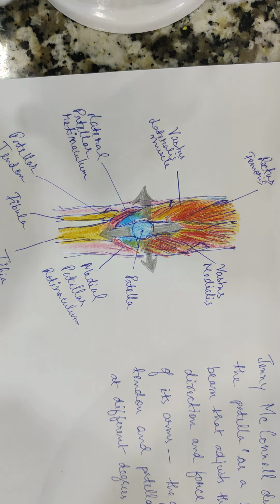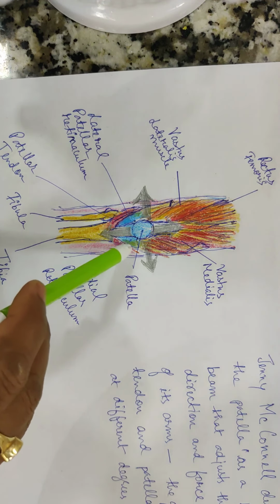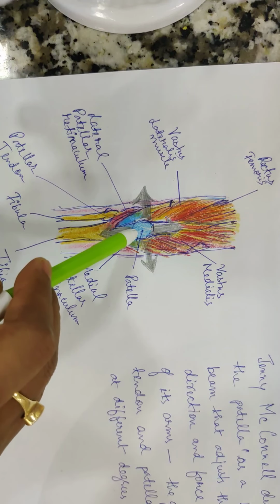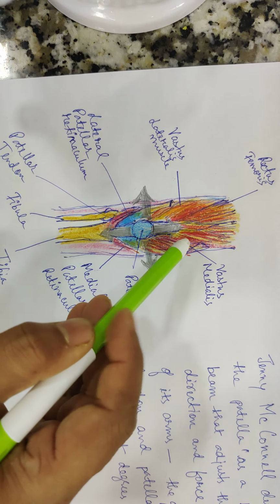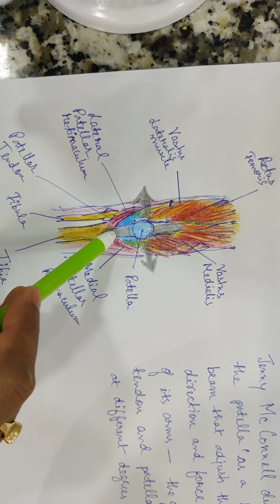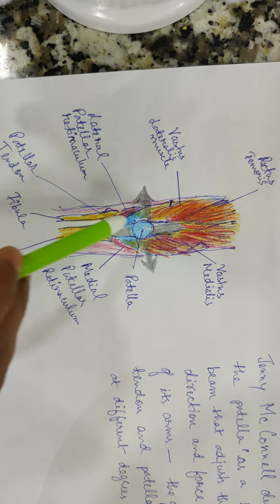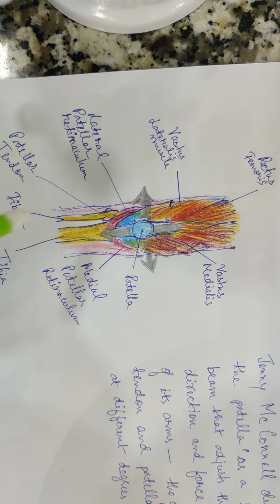So these are the anatomical structures, how the patella works, and how each arm of the patella, that is the quadriceps tendon and the patellar tendon, divides the force. The patella adjusts the length, direction, and the force at different degrees of flexion.